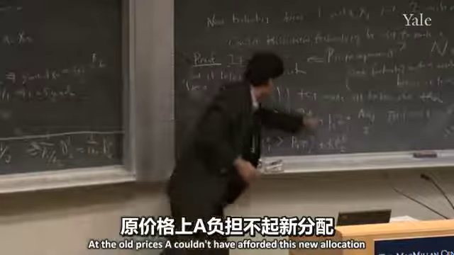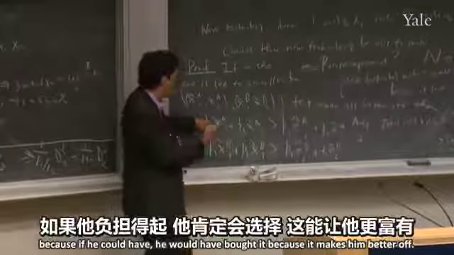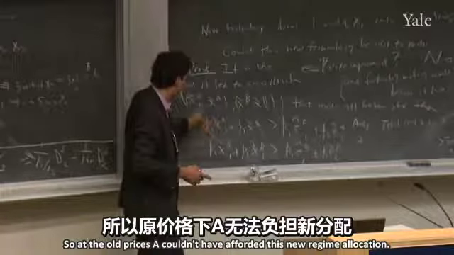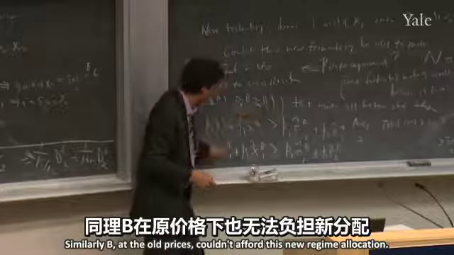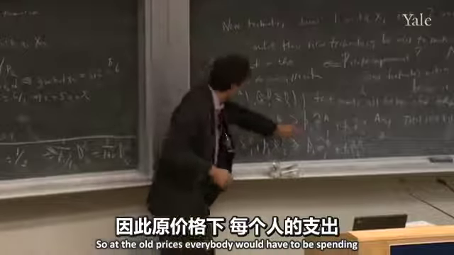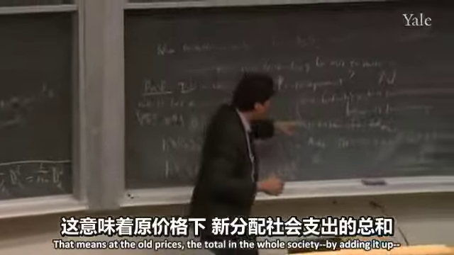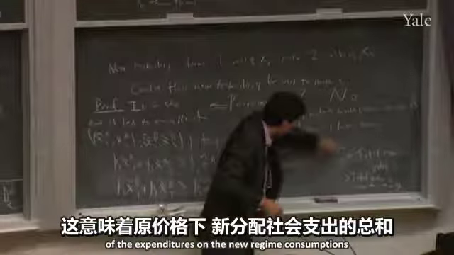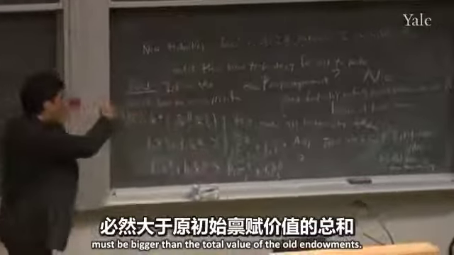At the old prices, A couldn't have afforded this new allocation. Because if he could have, he would have bought it, because it makes him better off. So at the old prices, A couldn't have afforded this new regime allocation. Similarly, B at the old prices couldn't afford this new regime allocation. Okay? So at the old prices, everybody would have to be spending more on the new regime allocation than the value of their endowment. That means at the old prices, the total in the whole society, by adding it up, of the expenditures on the new regime consumptions must be bigger than the total value of the old endowments.